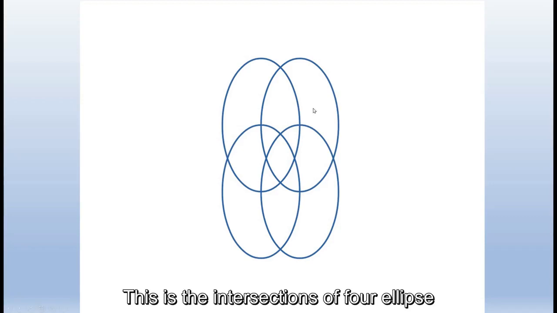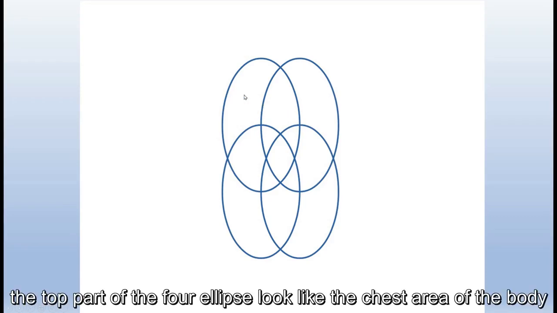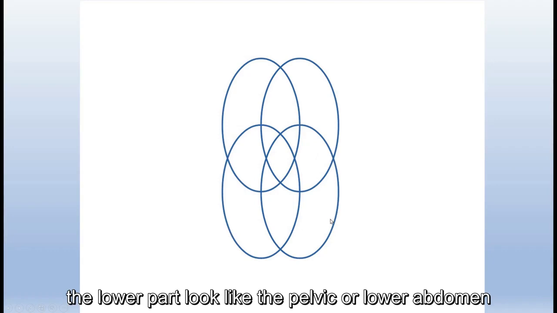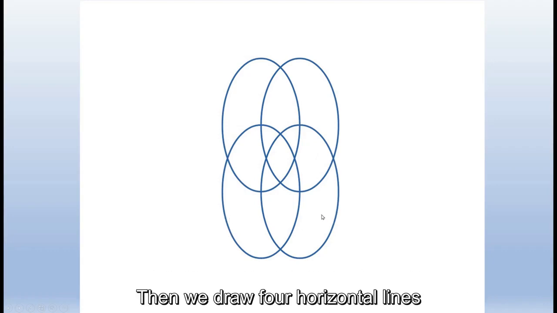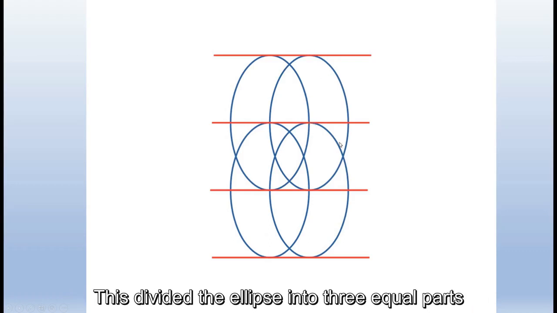Now, this is the intersection of four ellipses. It represents the idealized body trunk. The top part of the four ellipses looks like the chest area of the body. The middle part slims down like the waist. The lower part looks like the pelvic or lower abdomen. Then we draw four horizontal lines. The lines touch the top and bottom of the ellipses. This divides the ellipses into three equal parts.